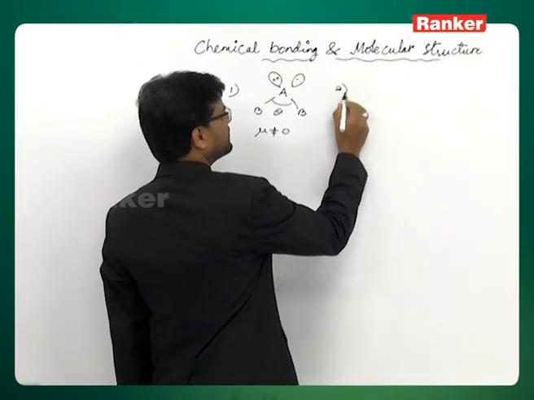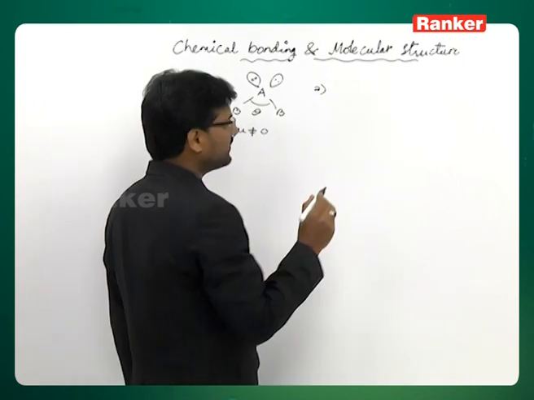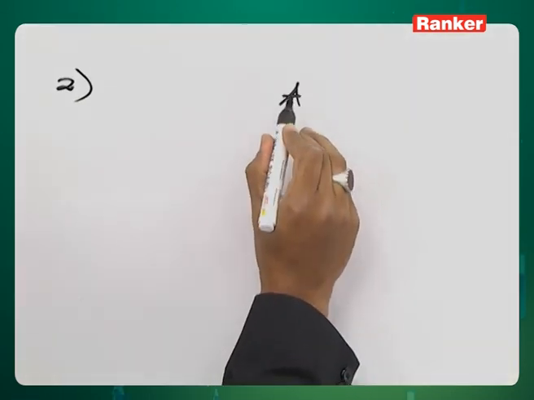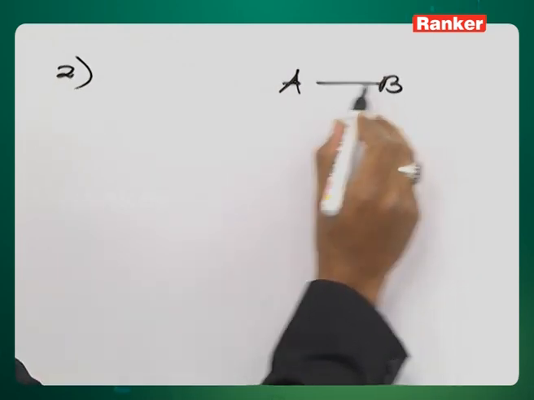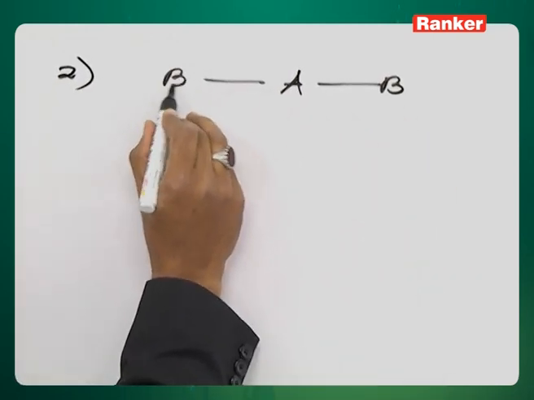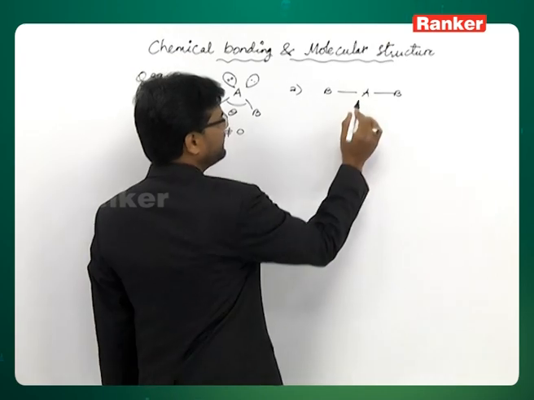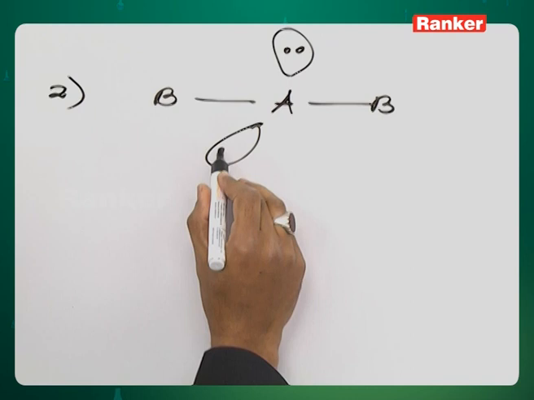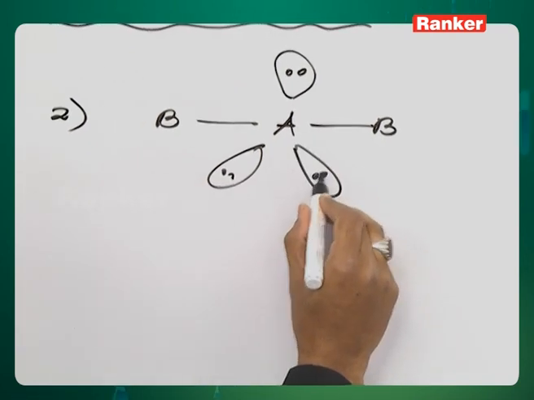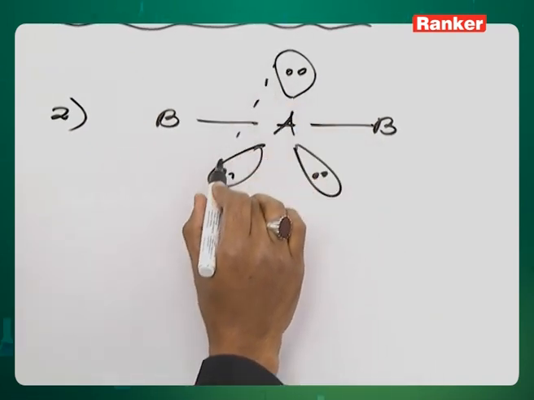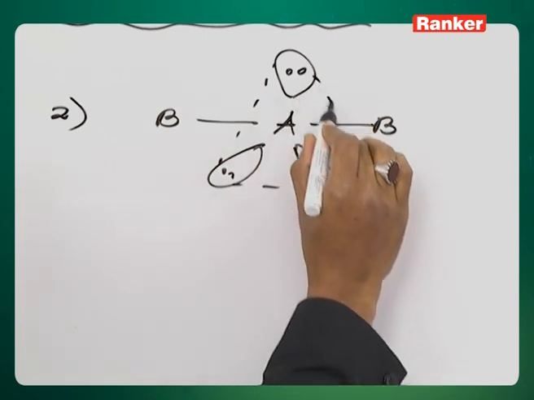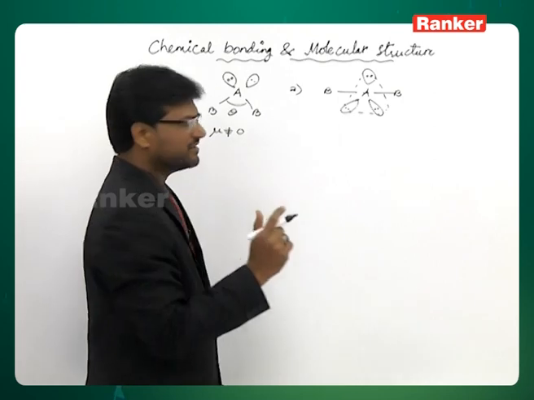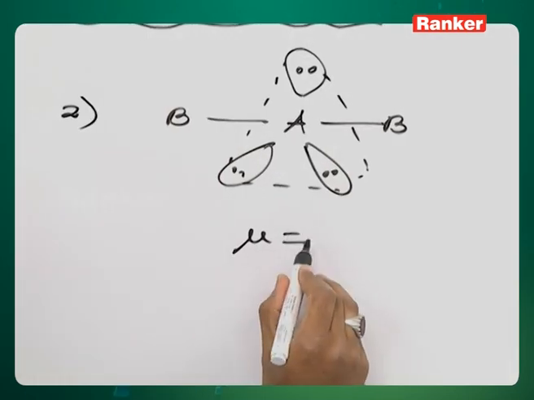Second option is AB2L3. This has central atom A, two bond pairs, and then three lone pairs. So, you can expect it to have TBP geometry with lone pairs occupying equatorial positions. And that is the reason why it is linear, and because it is linear, its dipole moment is 0.